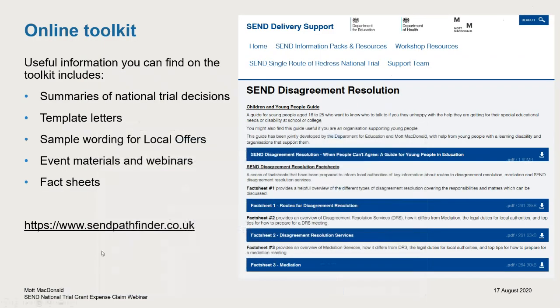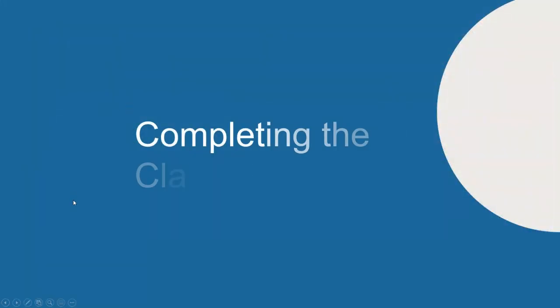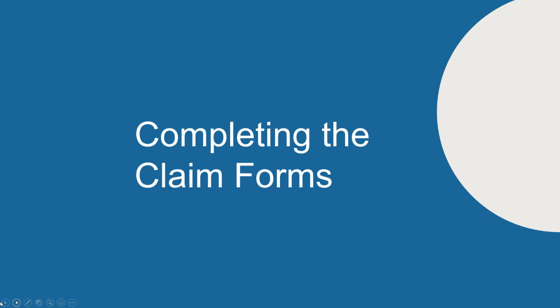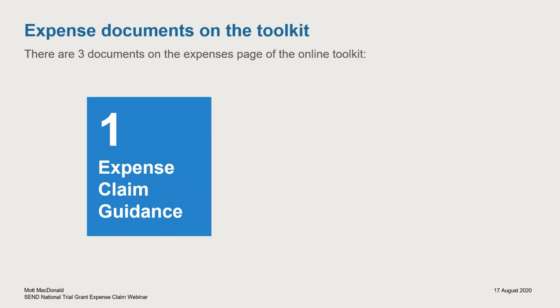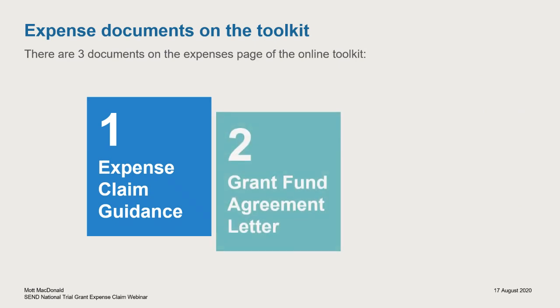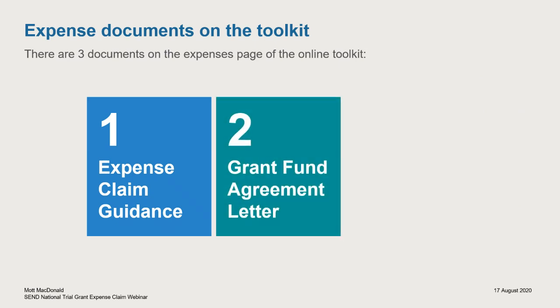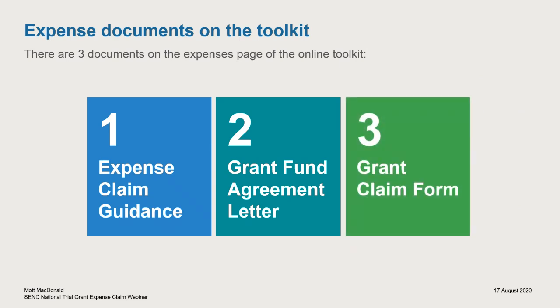So if we go back to the slides, we're now going to run through completing the claim forms, and we're going to do, like I mentioned earlier, a bit of a live tutorial of how to do these. So as I mentioned on the online toolkit, there are 3 documents that you're required to read through when making an expense claim. You have the National Trial Expense Claim Guidance, the Grant Funding Agreement Letter, and the Grant Claim Form.